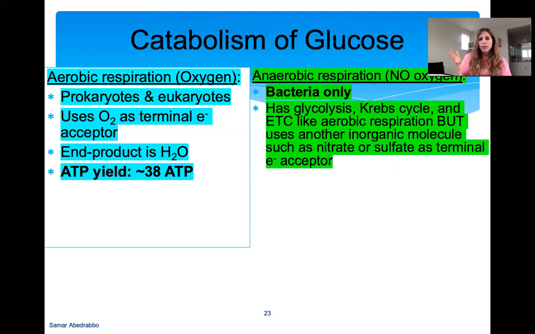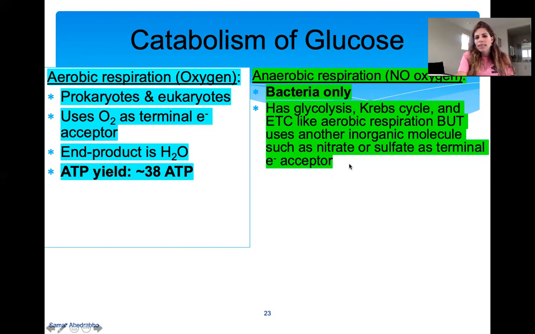In anaerobic respiration, you still have glycolysis, still have the Krebs cycle, and you still have the electron transport chain, but the difference is that the final electron acceptor is not oxygen. It's an inorganic molecule such as nitrate, sulfate, or anything else. This is the reason why bacteria can grow everywhere. The reason why we see bacteria growing everywhere, unlike humans that need certain conditions, is that some bacteria can do anaerobic respiration and can respire different chemicals for energy.